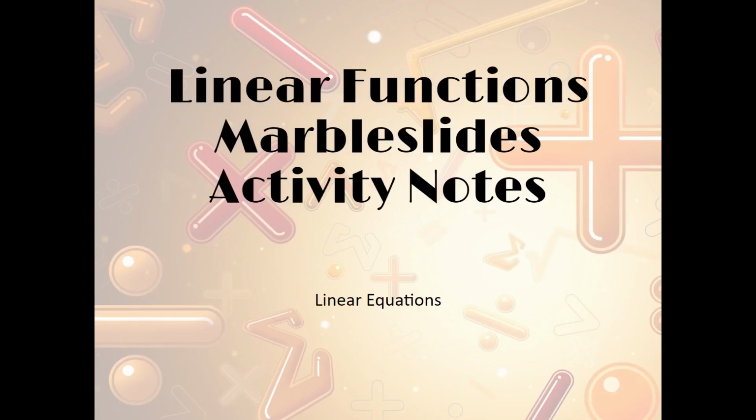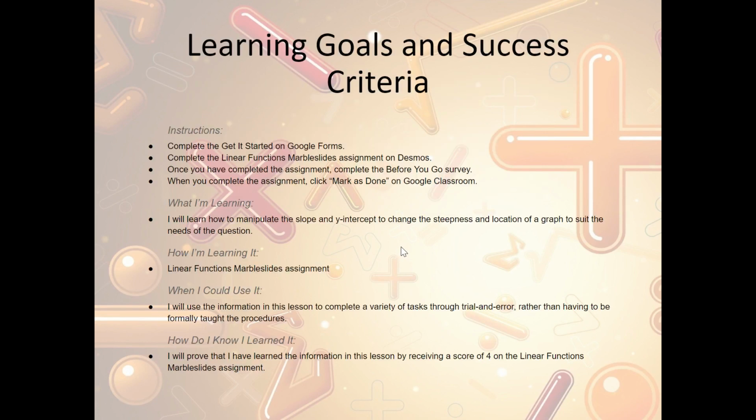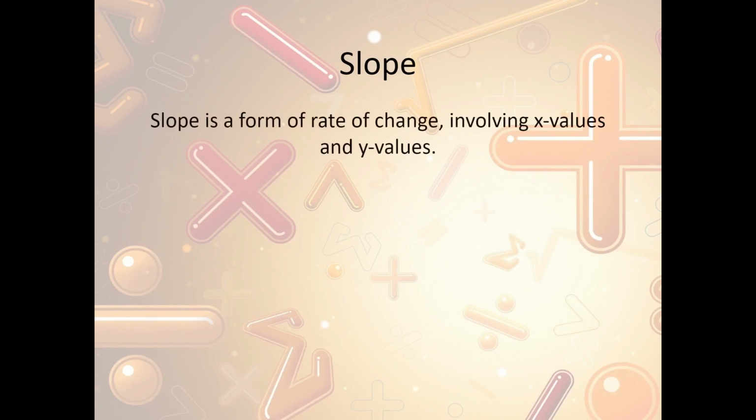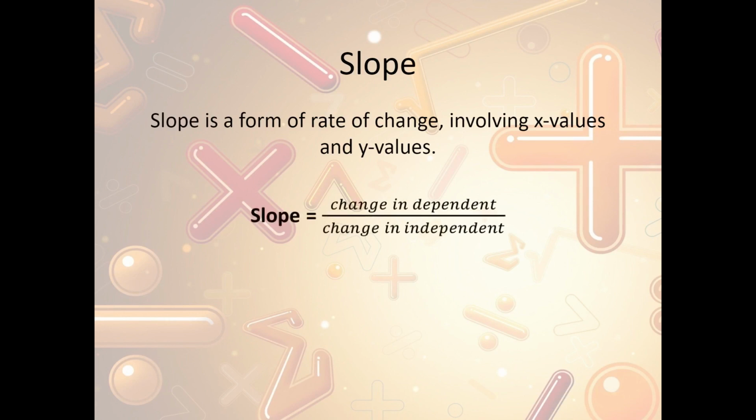Let's take a look now at the Linear Functions Marbleslides activity notes. The notes begin with the learning goals and success criteria. Now let's talk about slope. What is slope? Slope is a rate of change involving x values and y values. Slope is known as the change in the dependent variable over the change in the independent variable. Now what does that really mean? That really means that slope is the change in the y values over the change in the x values. So it's always y over x.